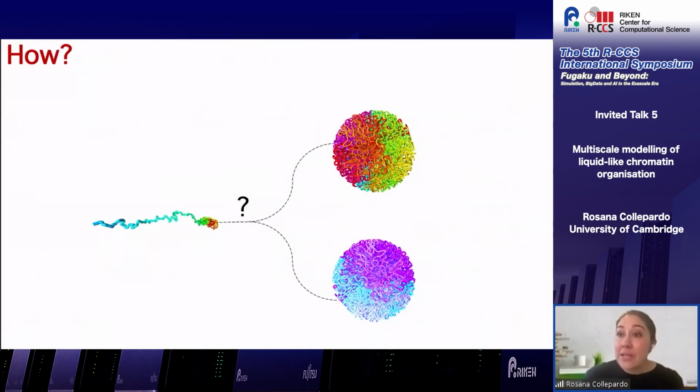And the question we are interested in answering in our group is how. How do these different ways of organizing the same DNA information emerge, and how is this organization shaped and maintained? Our focus is biophysical and molecular mechanisms.